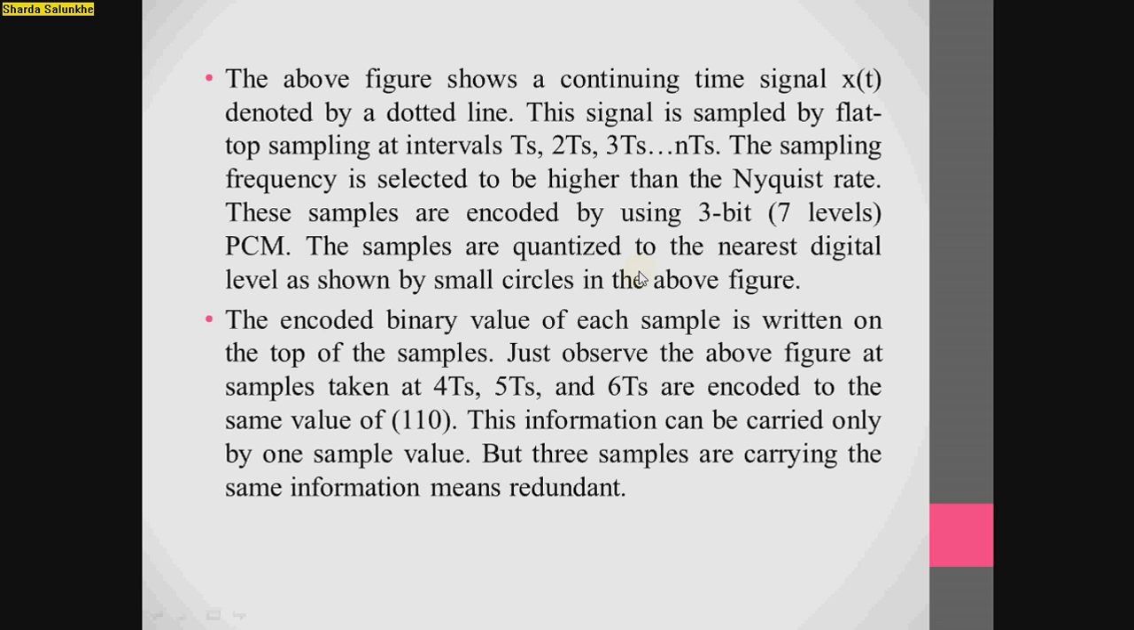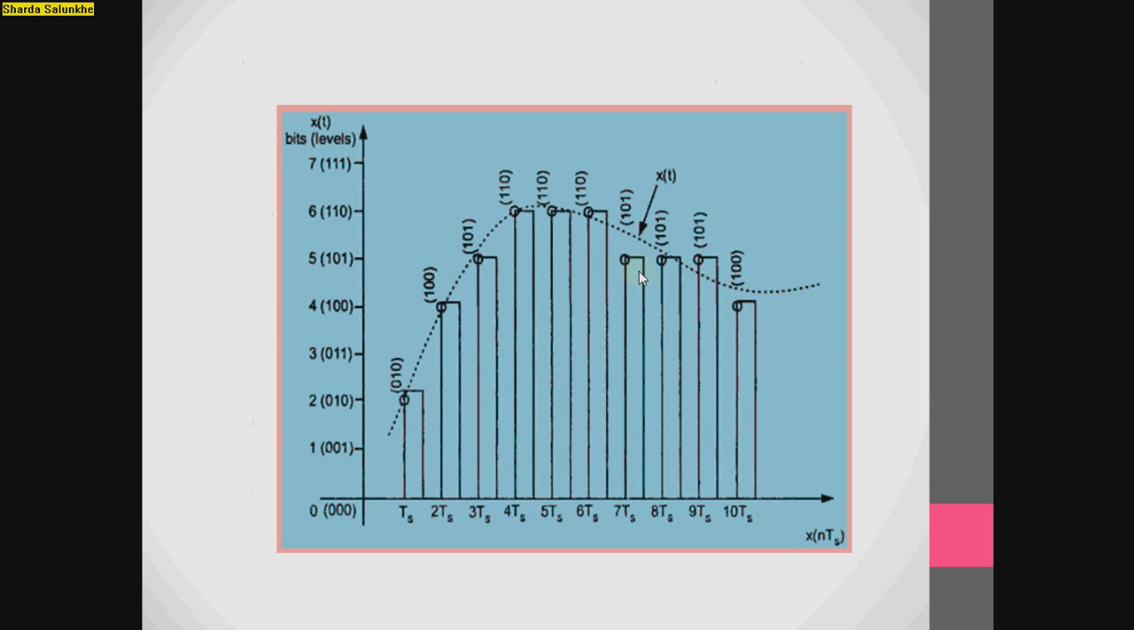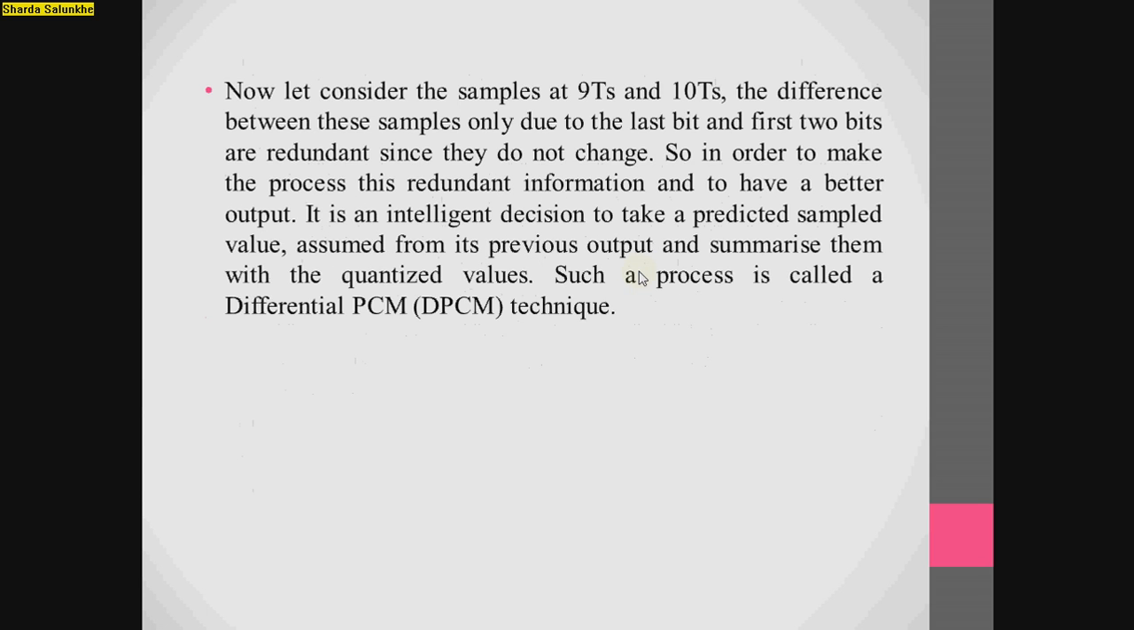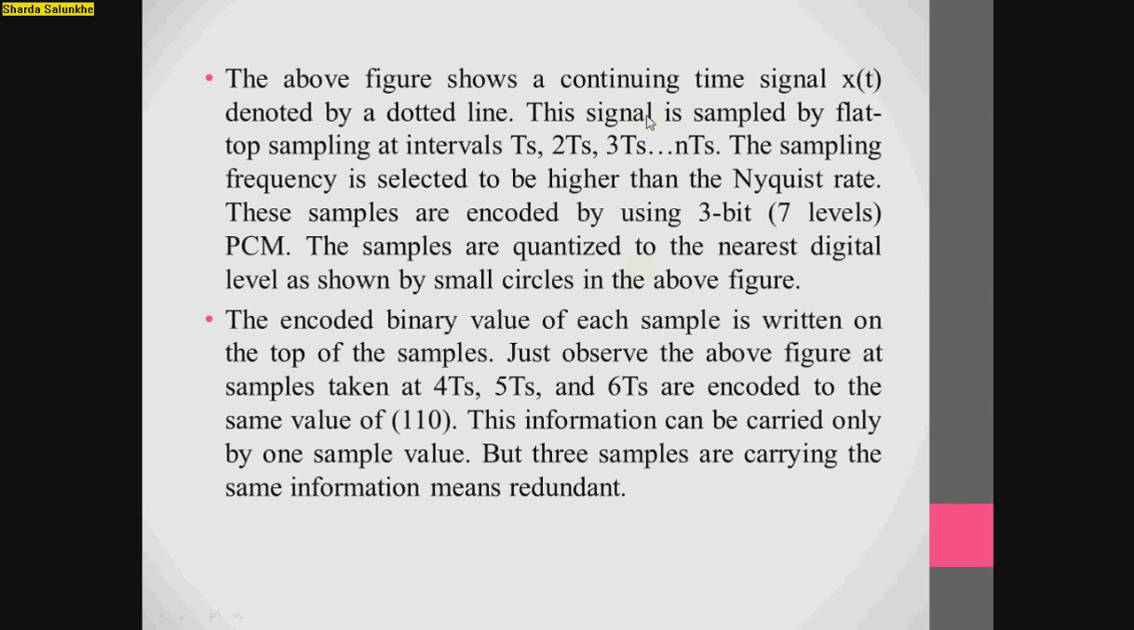So in this figure, the continuous time signal x of t is denoted by the dotted line, and this signal is sampled by flat top sampling at the intervals Ts, 2Ts, 3Ts up to nTs. We already discussed the types of sampling in previous videos. The sampling frequency is selected to be higher than the Nyquist rate, so your sampling frequency is greater than 2W.